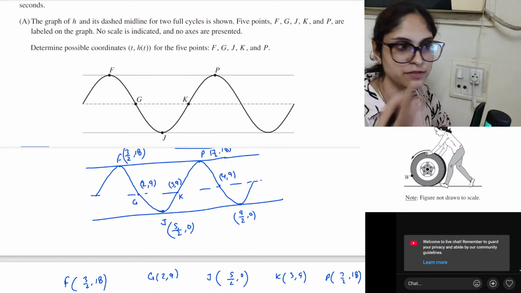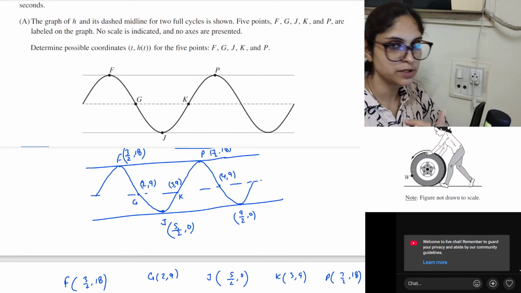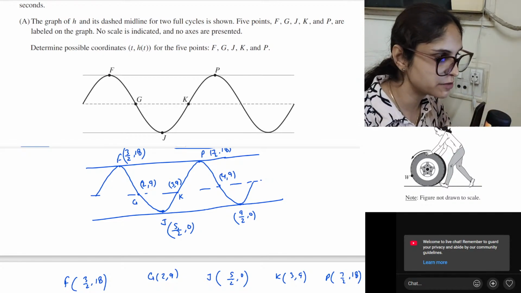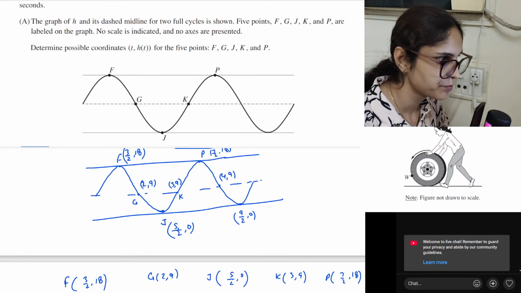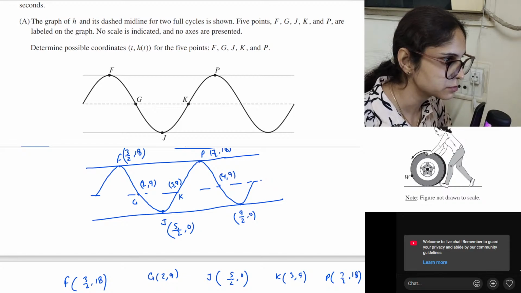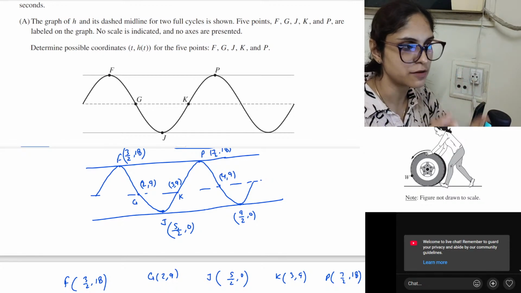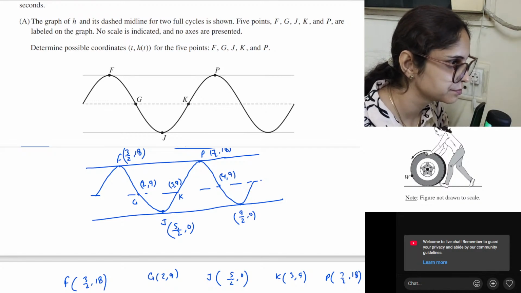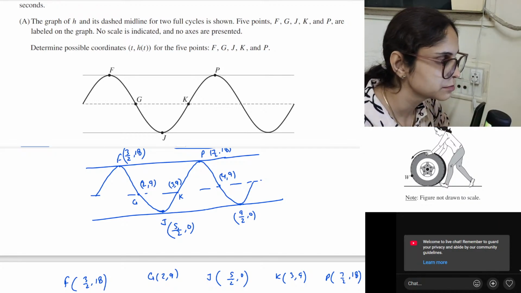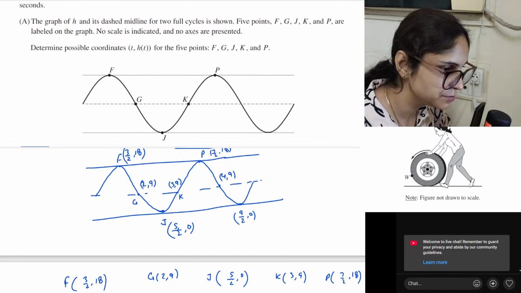F and P are going to have the y value of 18. J is going to have the y value of 0. G and K are going to have the y value of 9. Alright. And because the entire period is 2, each 1/4 of a cycle will be 1/2 second. So part A is done.